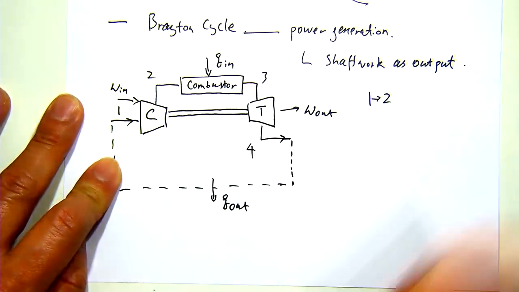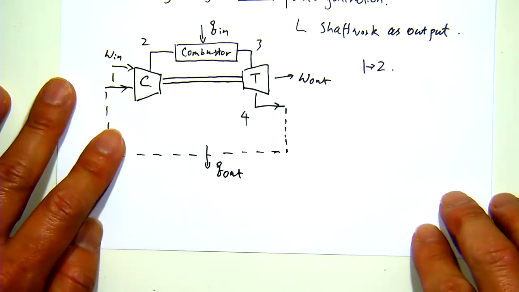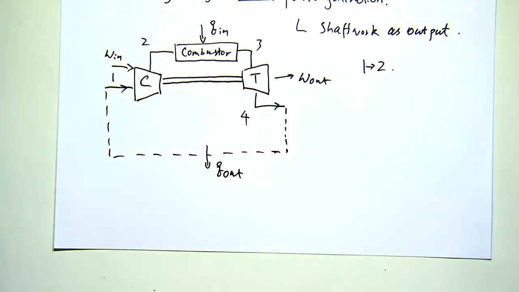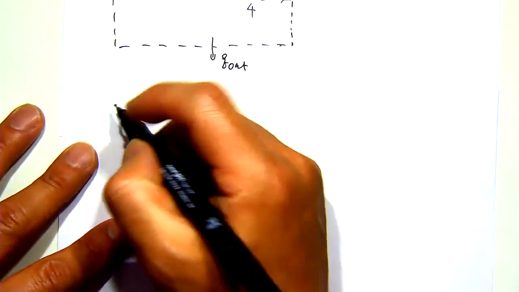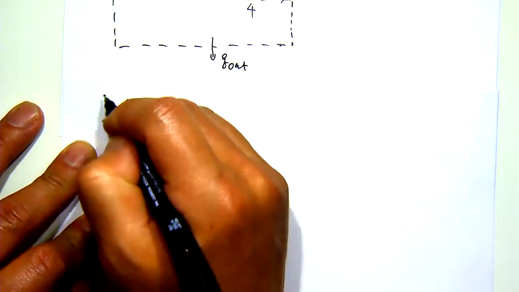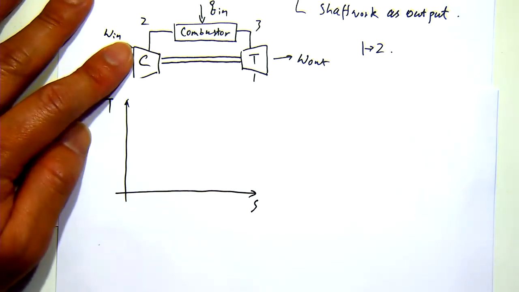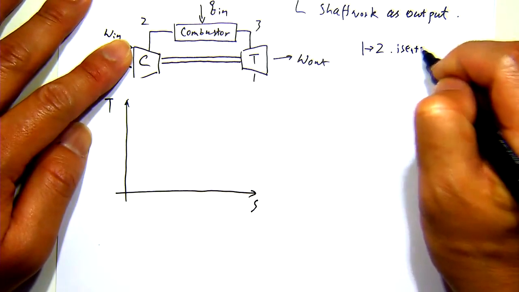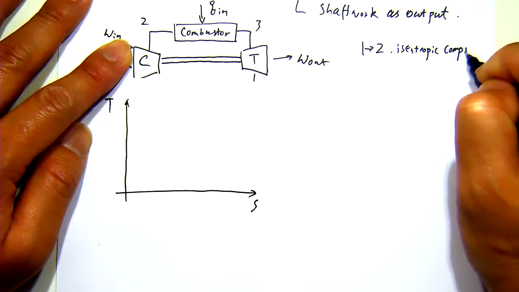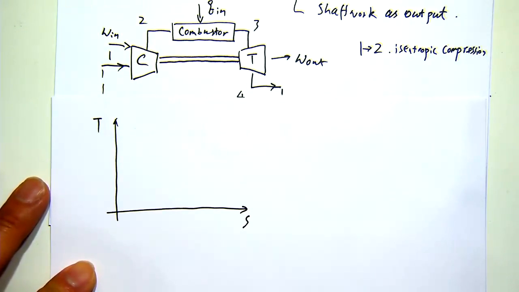The step 1 to 2, if I draw the TS diagram, 1 to 2 goes through the compressor, and we consider that process isentropic. The compressor is a device that in the ideal cycle we consider to be an isentropic process, right? So that's isentropic compression. On the TS diagram, for an isentropic process, how do we draw this? A vertical line, yep.